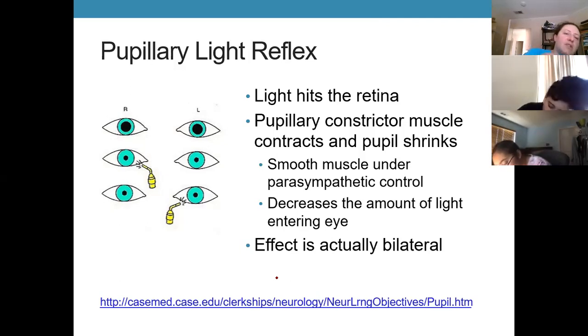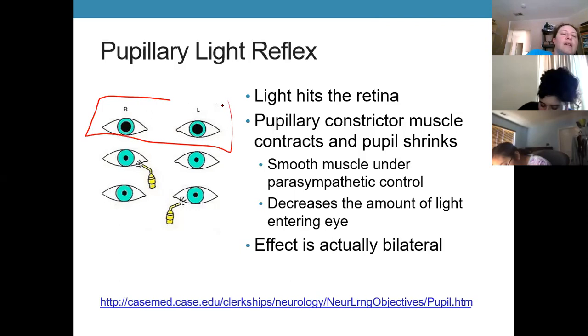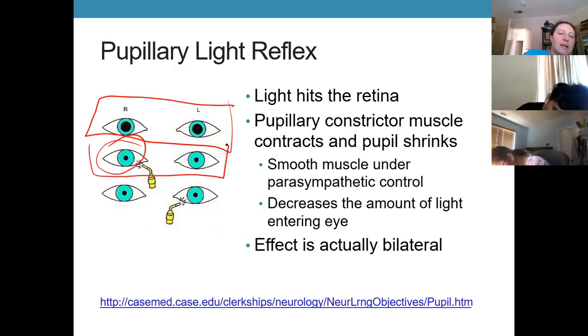So that's what this is actually showing. This is like your eye is mostly dilated because you're in a fairly dark room. Shine a light in your right eye and both eyes constrict. Shine a light in your left eye and both eyes constrict again.